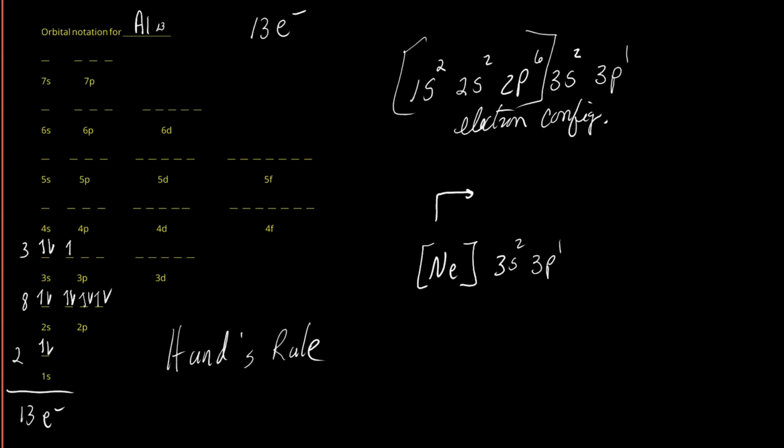And since aluminum has less than 4 electrons in the outer shell, only 3, you know it's a metal. And you know it's not super active because it has so many electrons.